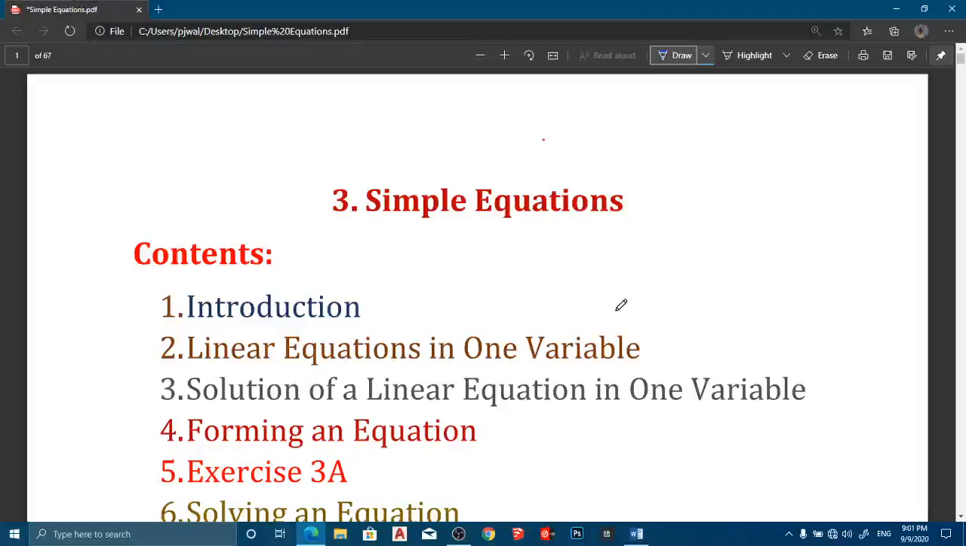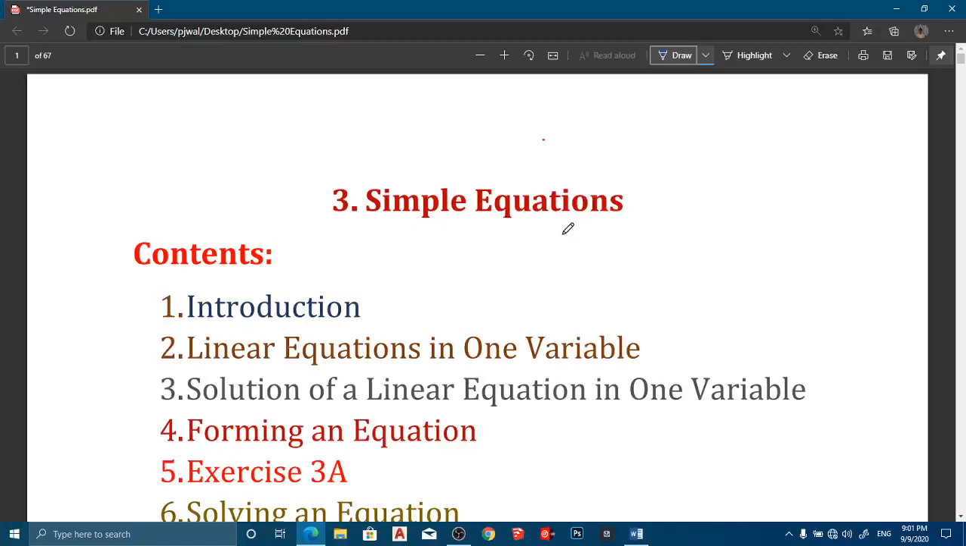Good morning, students. Up to now, we have completed two chapters. The first one is integers, and the second one is fractions and decimals. And now we are entering into the third chapter, which is simple equations.